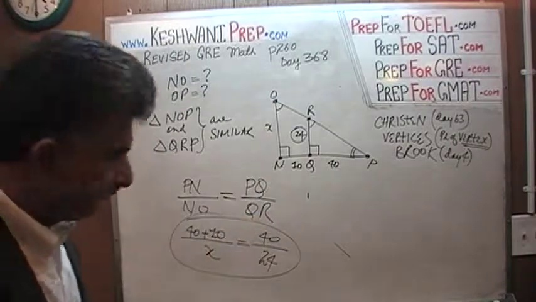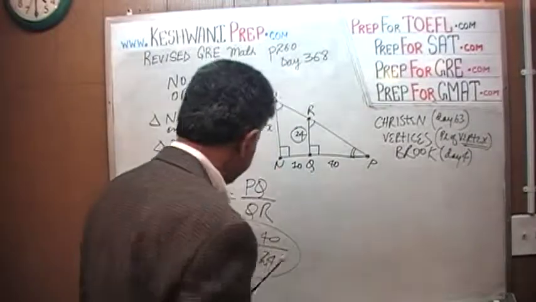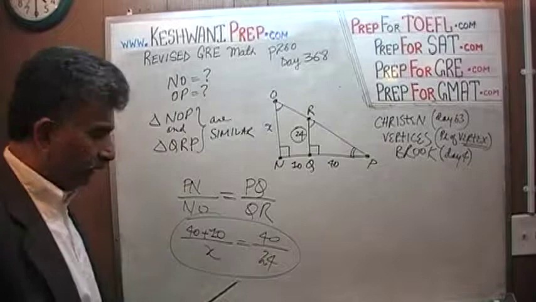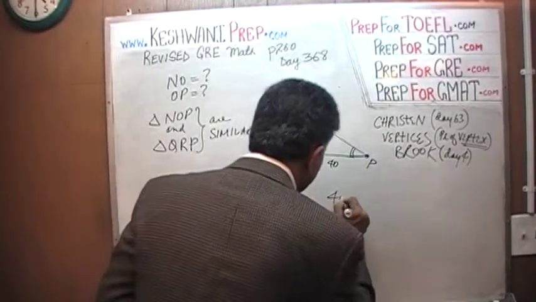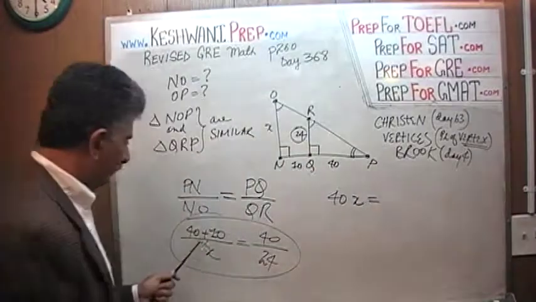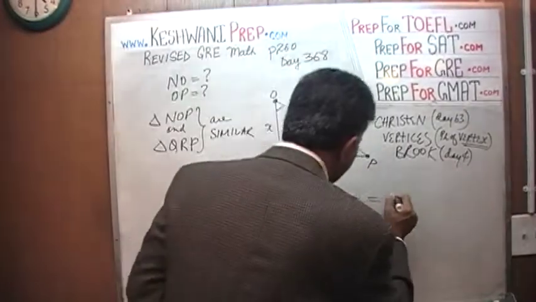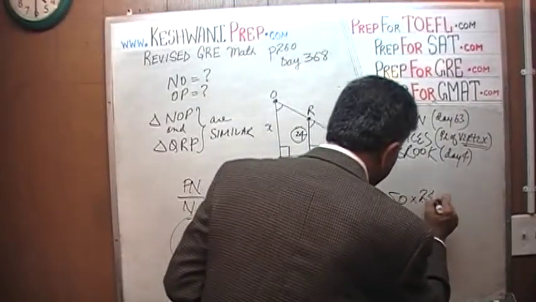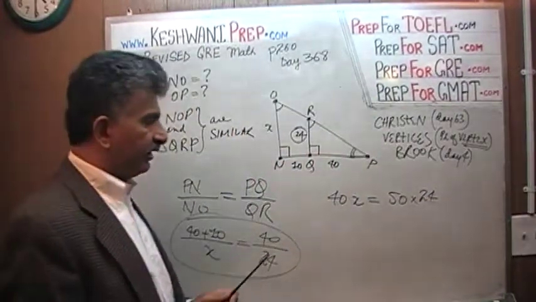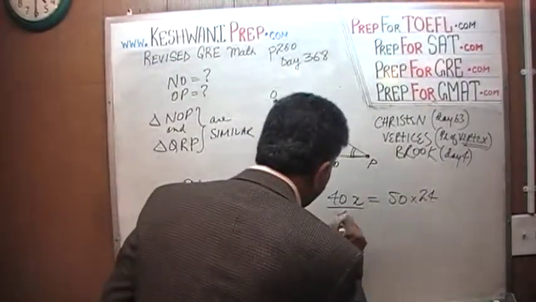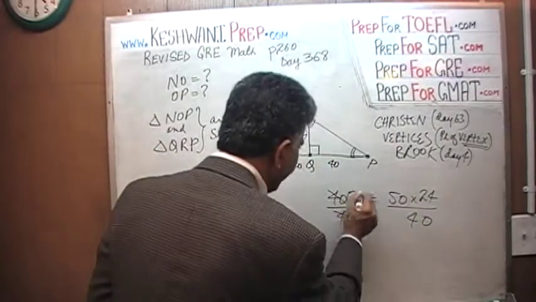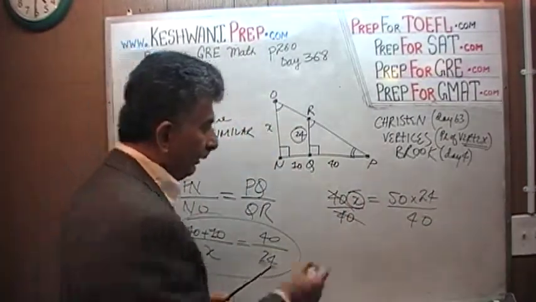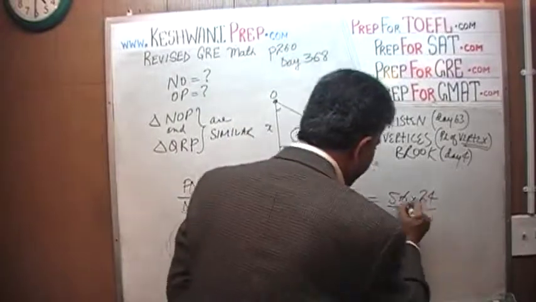Let's do it over here. Cross multiply. If you cross multiply, you find that 40 times X would have to equal 50 times 24. Divide both sides by 40. You can get rid of this 40 and X is what you're left with. Divide top and bottom by 10. That gets rid of this 0.